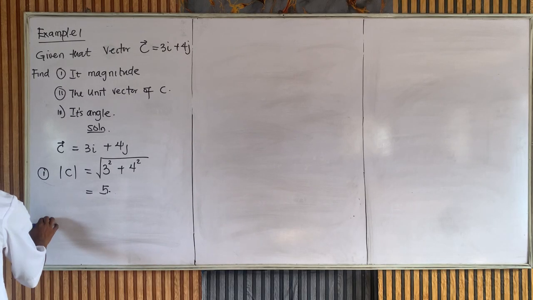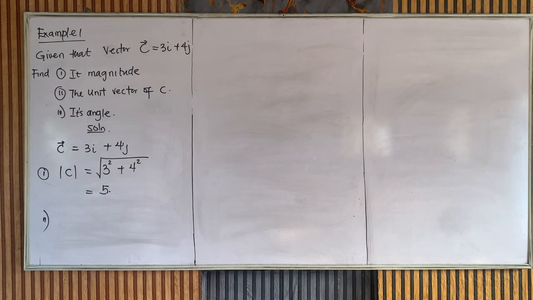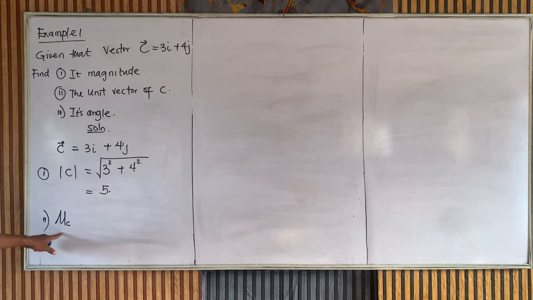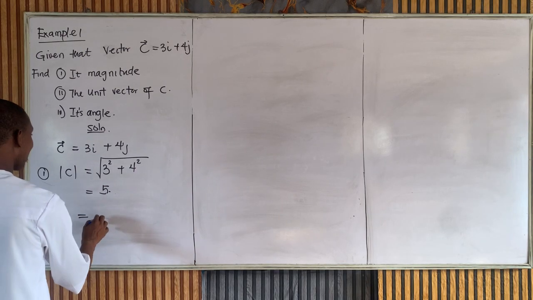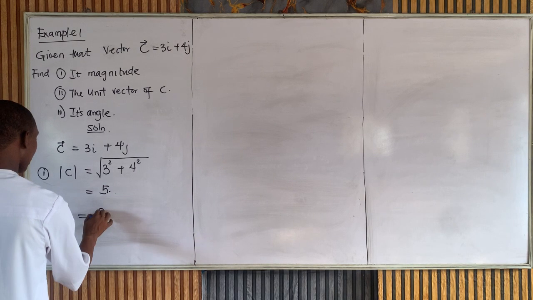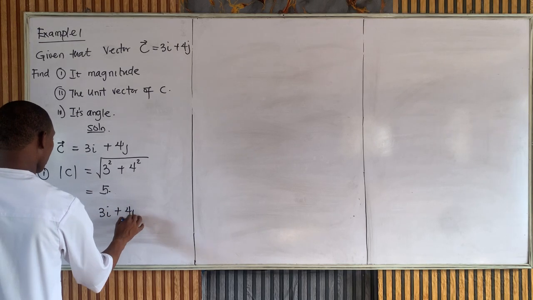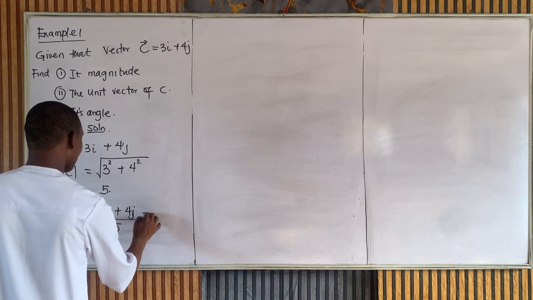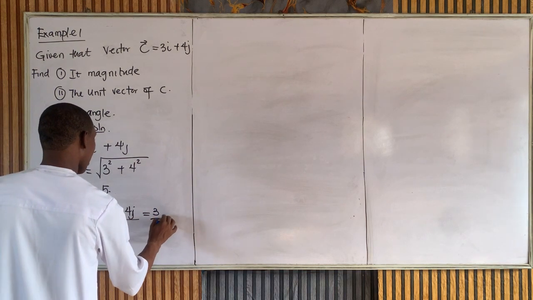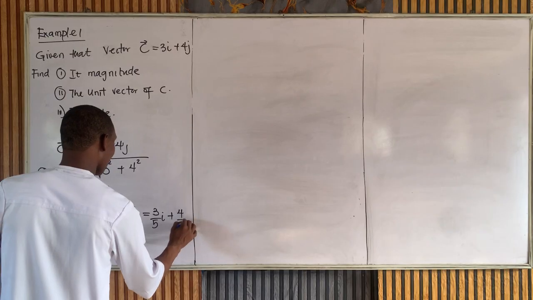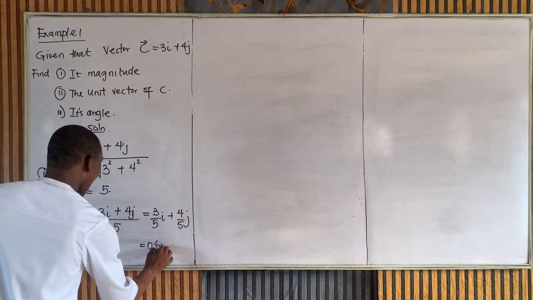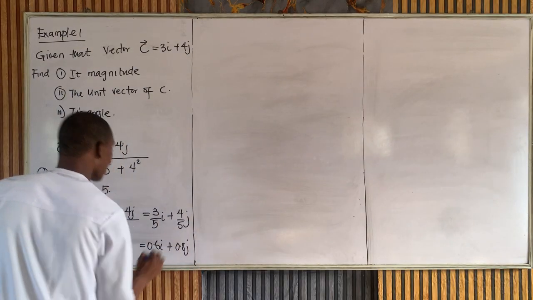Now next is the unit vector. What then is the unit vector? The unit vector of C, this is how we represent the unit vector, this is the symbol mu. The unit vector of C is simply equal to the vector over its magnitude. So vector C, 3i plus 4j, over the magnitude, that's 5. It can be expressed as 3 over 5 i plus 4 over 5 j, or you can further break it down. This will give us 0.6i plus 0.8j.